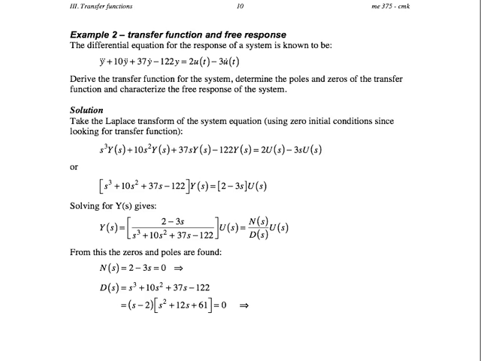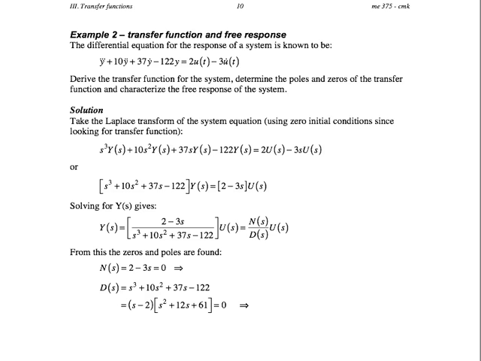For example 2 here in the chapter on transfer functions, we're now given a third order system, and we have input on the right side in terms of u and the time derivative of u. And we want to do kind of the same thing we did for example 1. We want to know the transfer function, we want to know the poles and zeros of the transfer function, and to characterize the free response of the system.